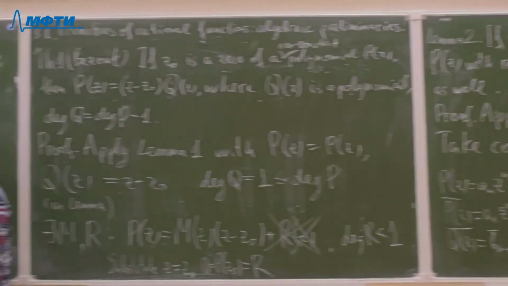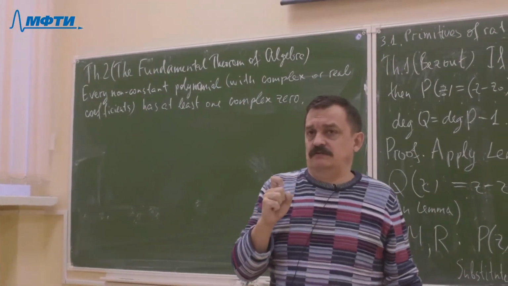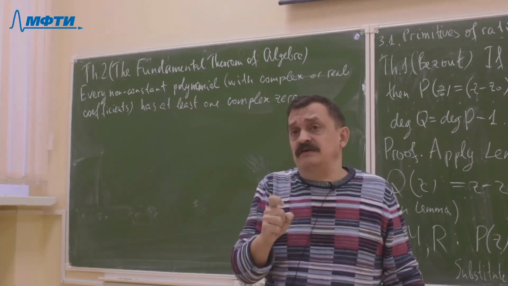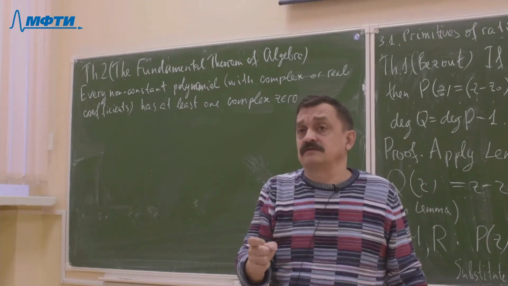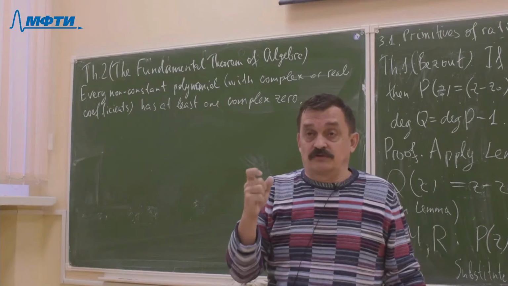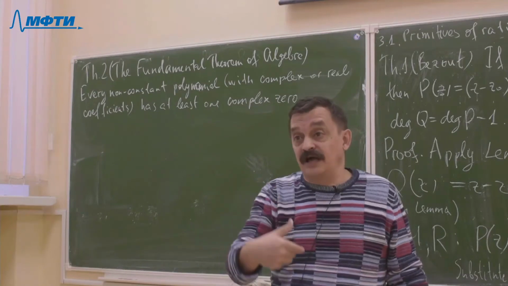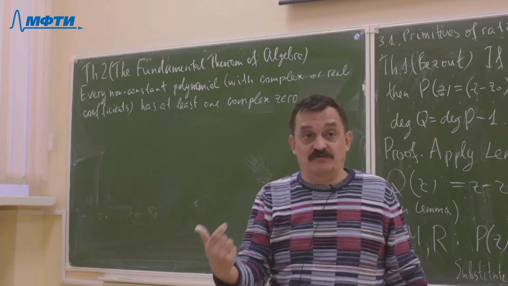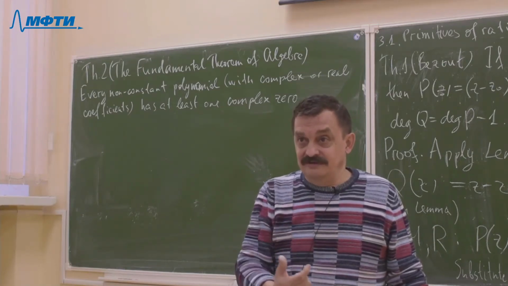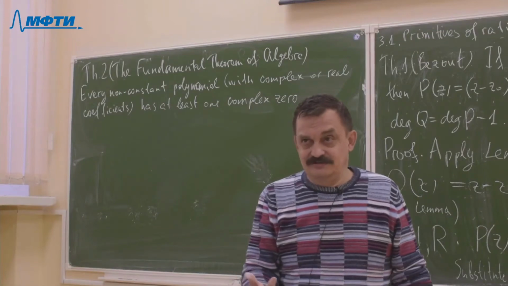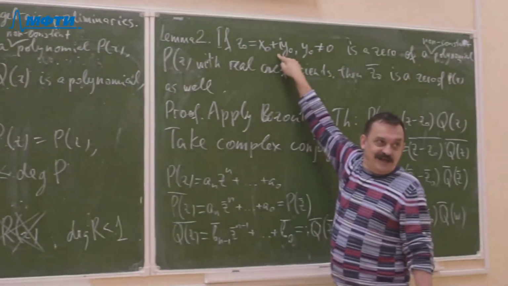Let me emphasize once again. Here it is written "at least one complex zero." It may be that a real polynomial has real zeros only, right? All zeros are real. So we consider real numbers as a subset of complex numbers. So every real number is a complex number as well, because look what is written here. That is a complex number, right?